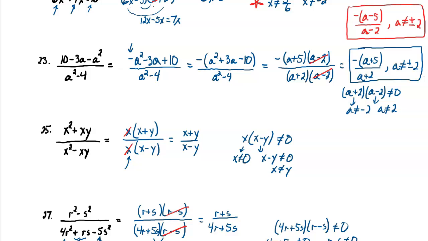On the right side of the screen, I'm going to write the answer to the problem. X plus y over x minus y, comma, now the restricted values. We've discovered that x can't be 0, and that x cannot be equal to y.